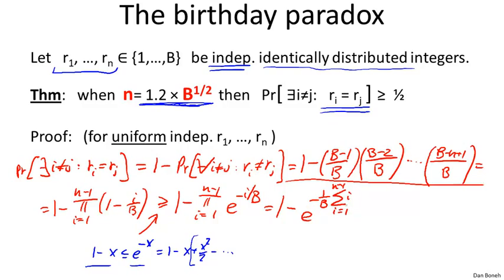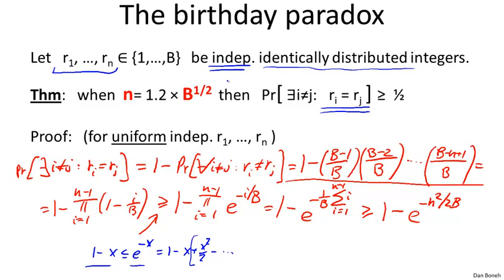And so the sum of the integers from 1 to n minus 1 is simply n times (n minus 1) over 2, which I can bound by n squared over 2. And so what I get at the end here is 1 minus e to the power of minus n squared over 2b. I literally bounded this sum by n squared over 2.